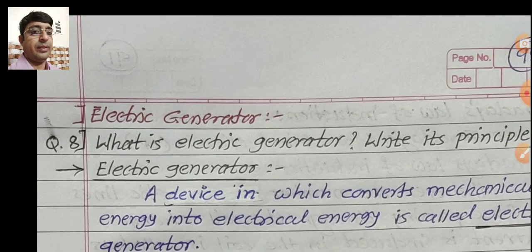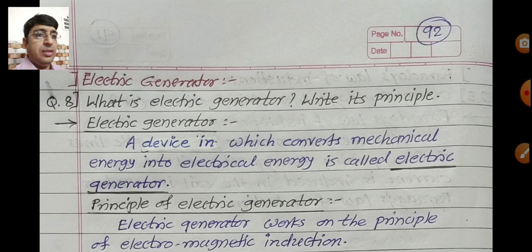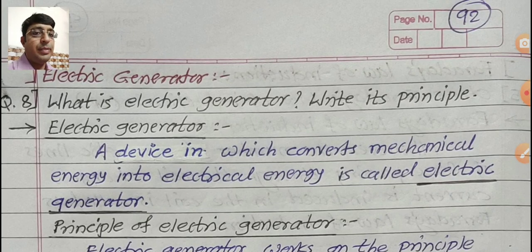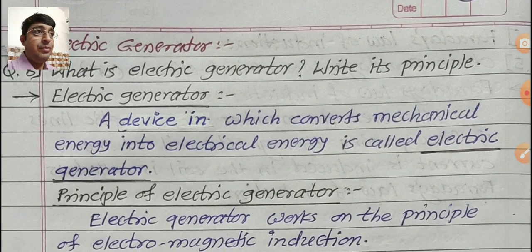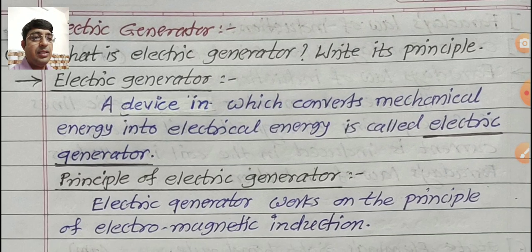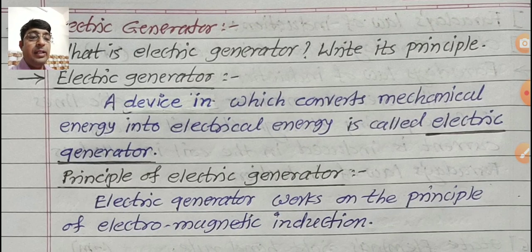Okay, this is what is electric generator. First question: what is an electric generator, and write its principle. It is the exact opposite of the electric motor. An electric generator is a device which converts mechanical energy into electrical energy. In the case of an electric motor, electrical energy is converted into mechanical energy, but here mechanical energy is converted into electrical energy, and that's why it is called an electric generator.